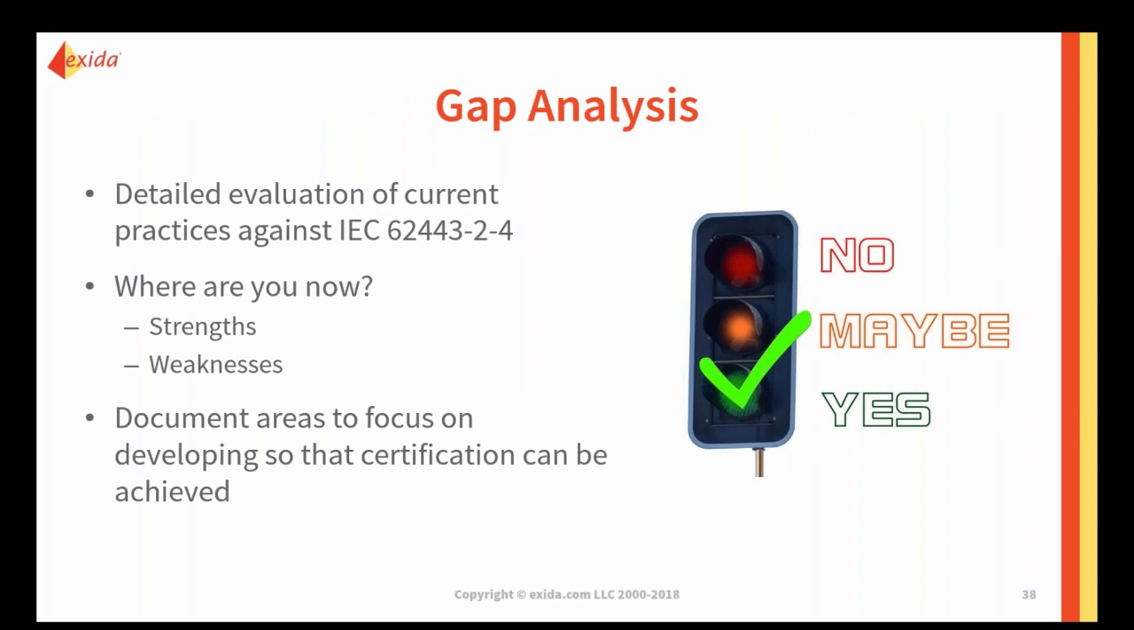When we talk about the gap analysis, we're really doing an evaluation of the current practices against the 2-4 standard. And it's simple to think about it almost like a stoplight, where there might be 3 outcomes for a given requirement. A yes, there's clear documentation and you can see it's being followed. Maybe where some of the pieces are there, but you might want to develop a little bit more documentation for the actual certification assessment. Or no, if there's an area that's not currently being done. And so the purpose of this is to highlight the current strengths and weaknesses and document what areas need to be focused on so that certification can be achieved.